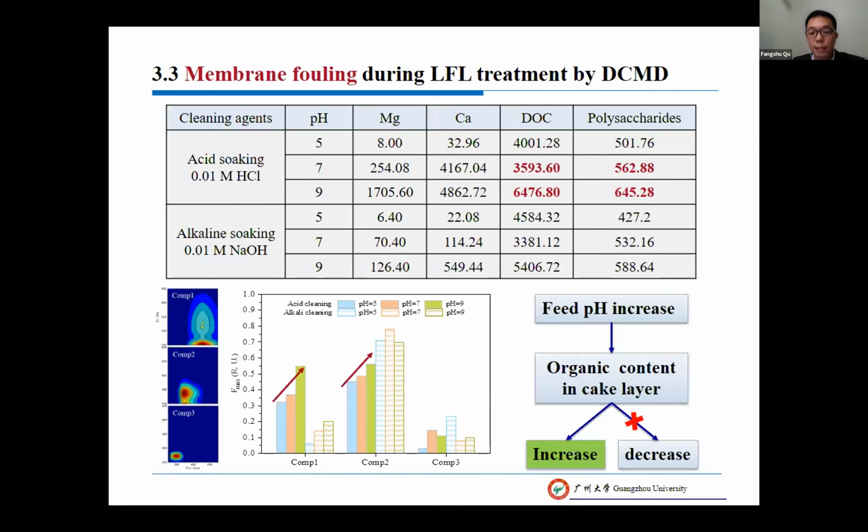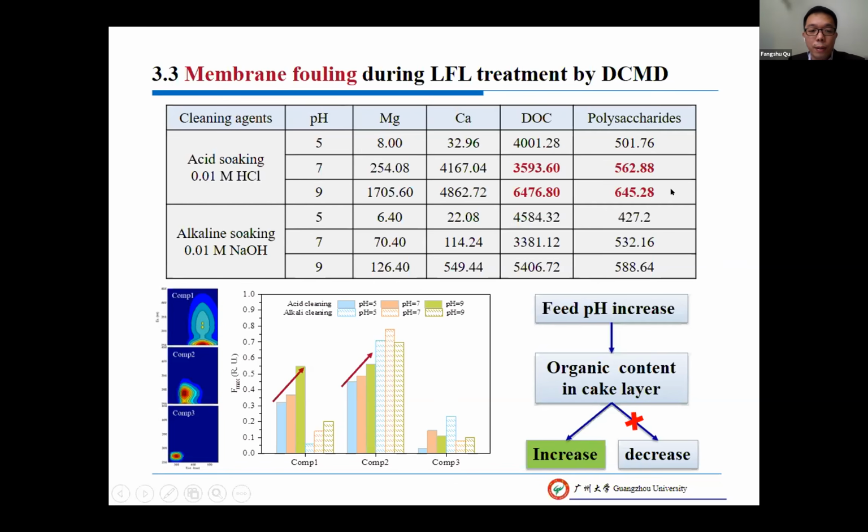To further understand the fouling, chemical cleaning was performed and the cleaning waste was analyzed. There are two interesting points in this result. First, we find that there are a lot of organics in the acid cleaning waste. Usually, we use alkaline cleaning to remove the organic foulants. It's generally considered that acid cleaning is less effective in removing organic foulants, but we find that there are a lot of organics in the acid soaking solution.